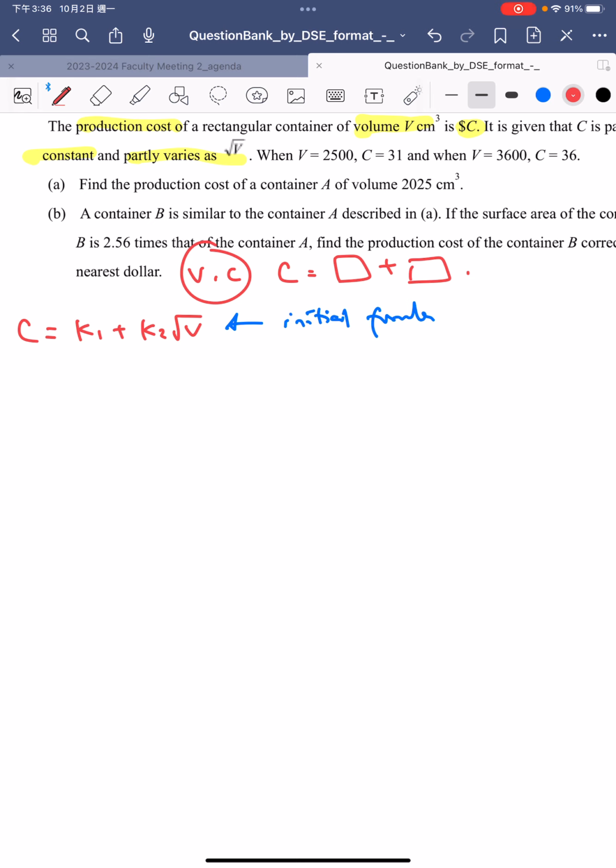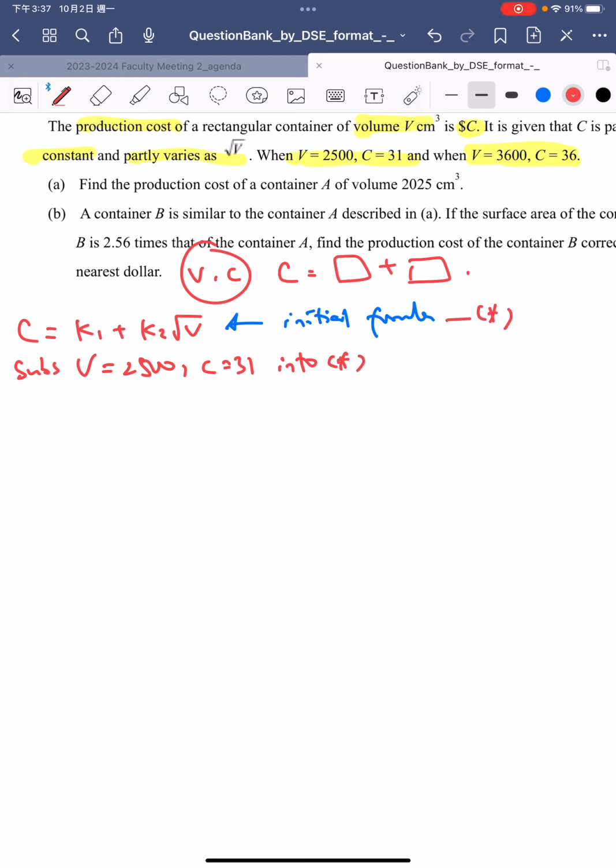So now we have the conditions: the first is V is equal to 2500, C is equal to 31, and the second condition is V is equal to 3600, C is equal to 36. So again, we substitute in. We substitute V equal to 2500, C equal to 31 into our equation. Maybe say this is the star.